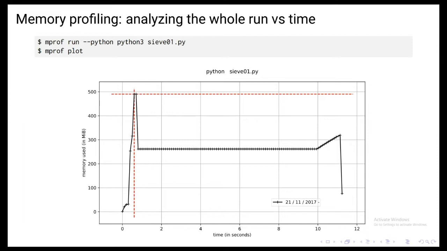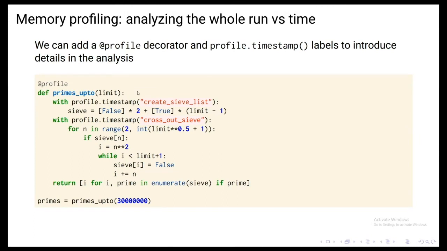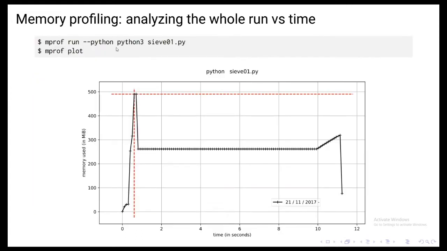So as you can see, this tool can easily give me a nice overview of memory usage as a function of time, and as I said, I can run it plain on a code without modifying it at all. But if I want to visualize some more details about it, we can add the profile decorator and use the timestamp method. This only makes sense when running it this way, by calling the Python interpreter via mprof.